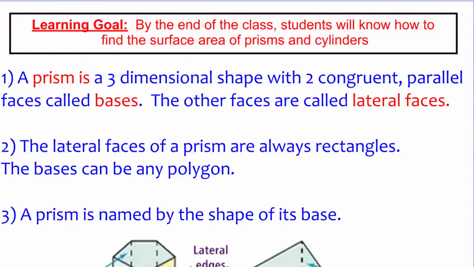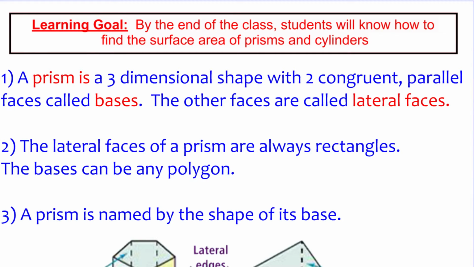Alright, so we're starting off our discussion about surface area and volume, and we're going to have to go through some definitions. We're going to start off with what is a prism. A prism is defined as a three-dimensional shape with two congruent parallel faces called bases. And the other faces are called lateral faces.